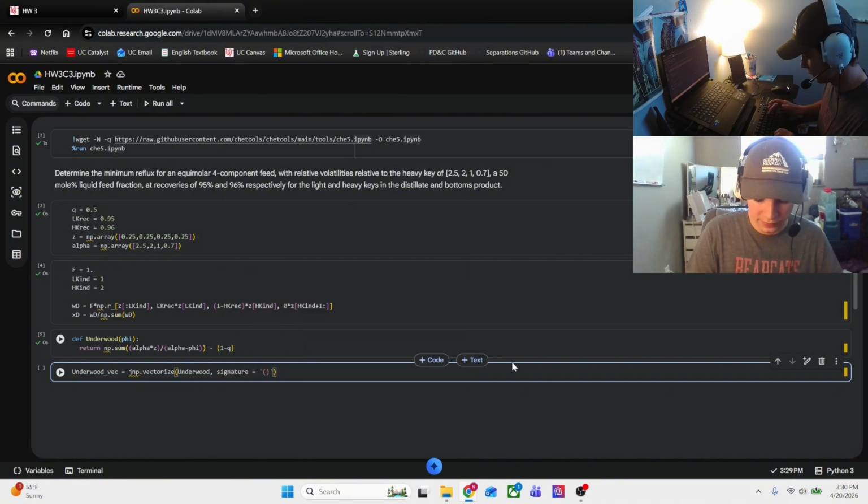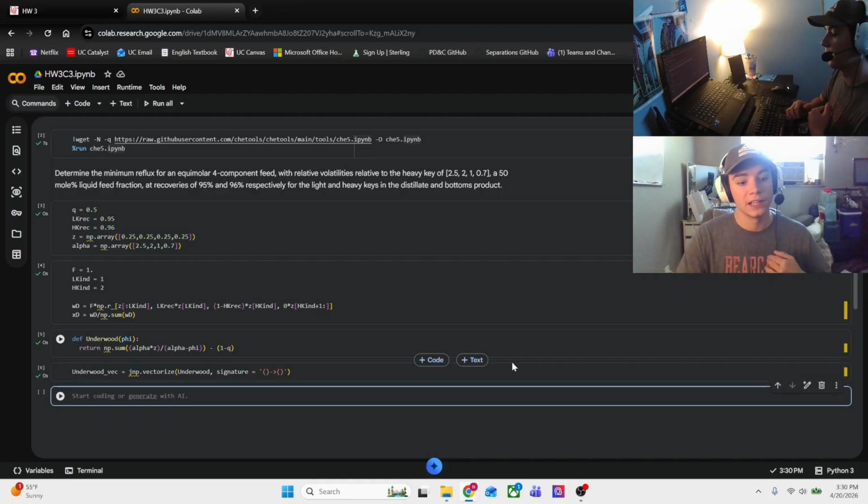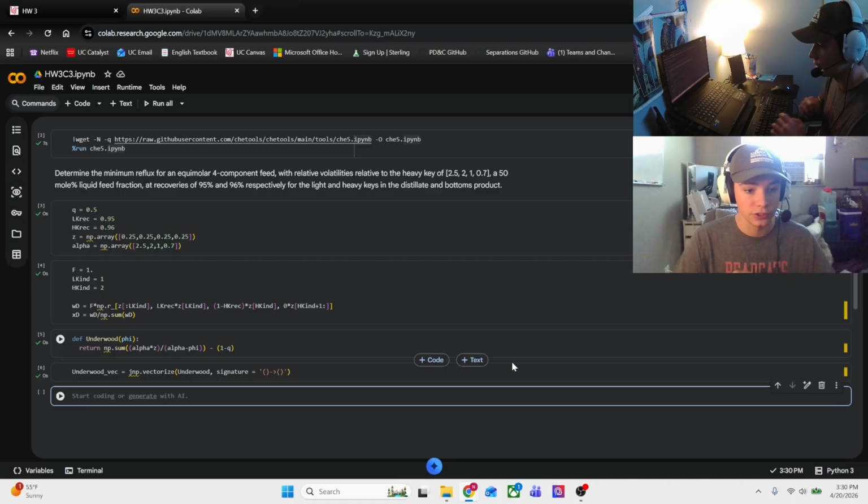That's going to be our parentheses. Perfect. So now you've got that vectorized Underwood function. We're good to go ahead and graph where those phi values are compared to each other.